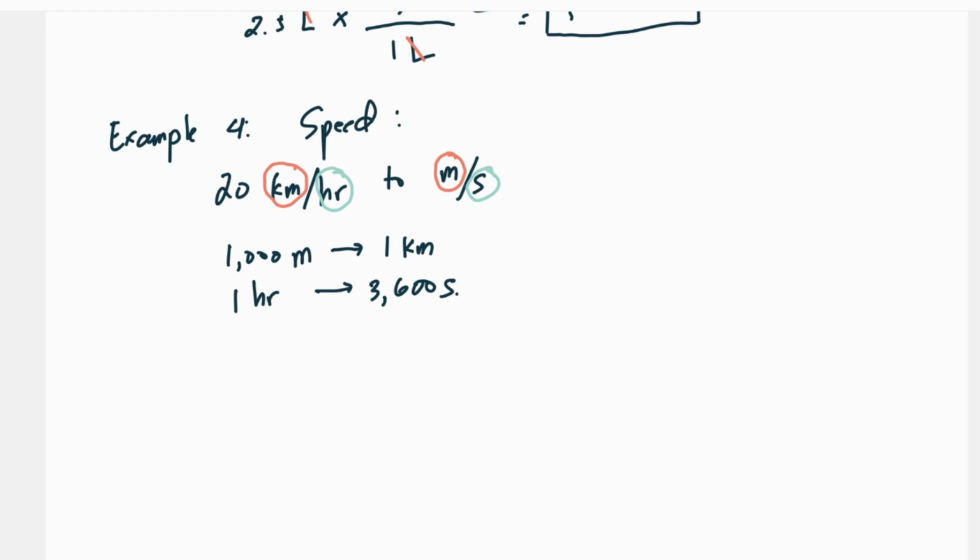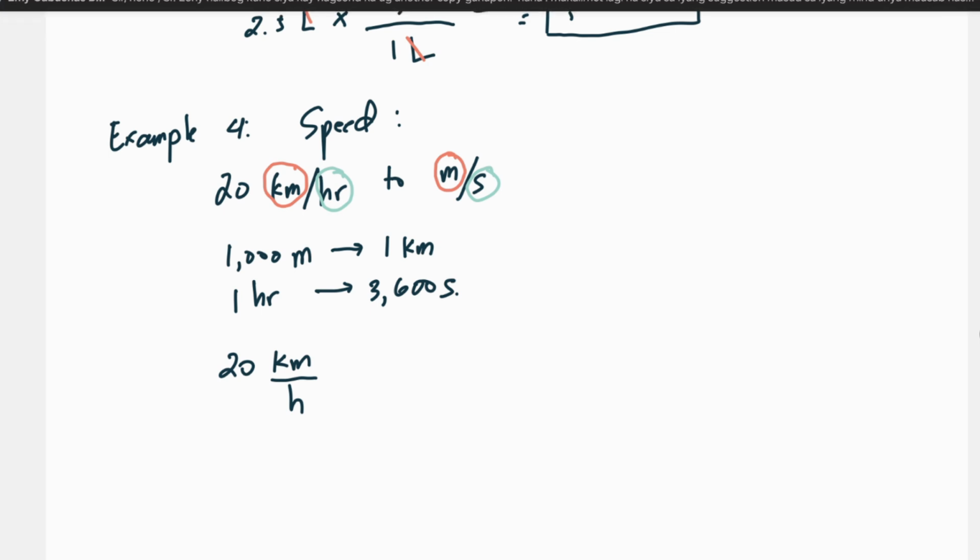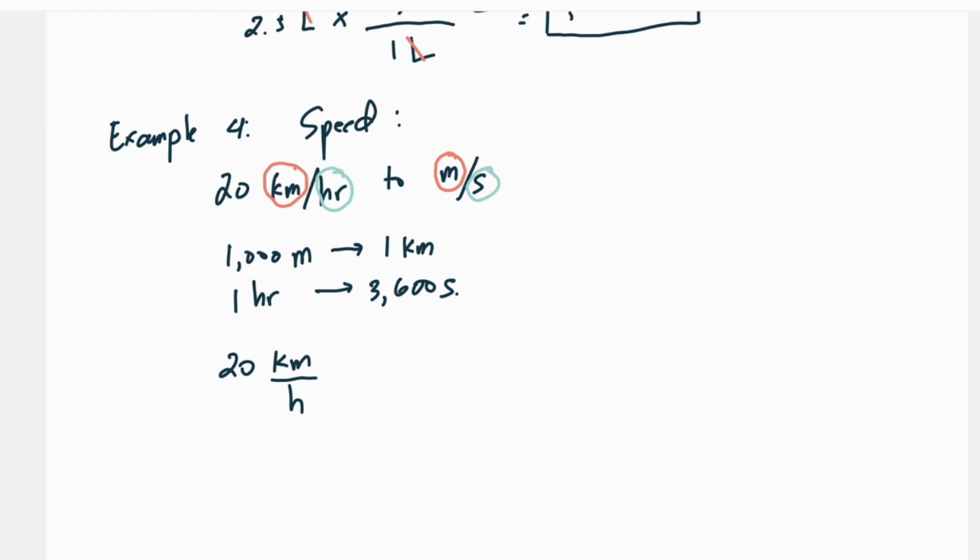So this is all the information that we need in order to convert 20 kilometers per hour to meters per second. So how do we approach converting this value right now? The first thing that you need to do is, again, always remember to write down your values in a sort of a fraction. Okay? So in this case, I'm going to write 20 kilometers per hour like this.